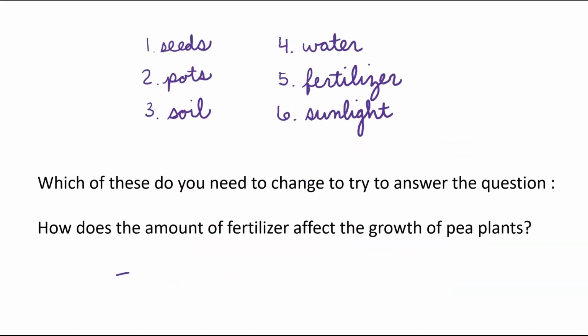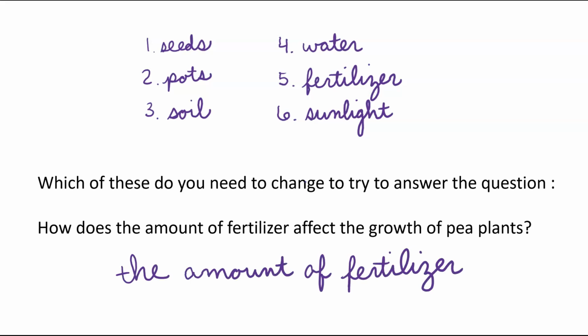Now, let's consider that list. Which of these do you need to change to try to answer the question, how does the amount of fertilizer affect the growth of the pea plants? You will have to change the amount of fertilizer that you give to the plants.